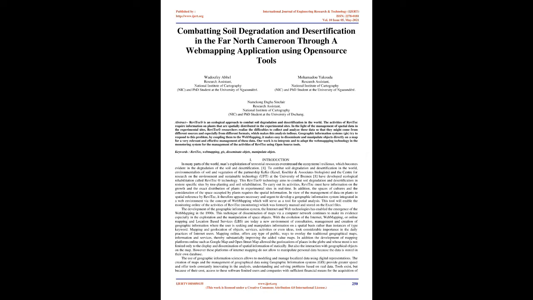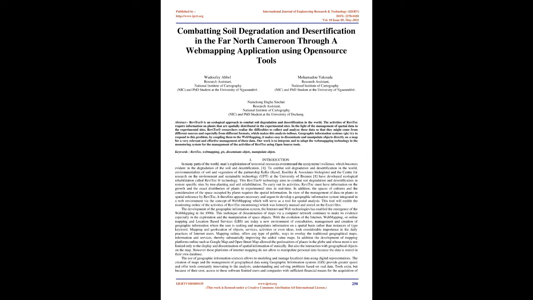In view of the management of data on plants with spatial reference by ReviTec, it therefore appears necessary and urgent to develop a geographic information system integrated in a web environment via the concept of web mapping, which will serve as a tool for spatial analysis. This tool will enable the online monitoring of the activities of ReviTec, monitoring which was formerly manual and stored in Excel files.